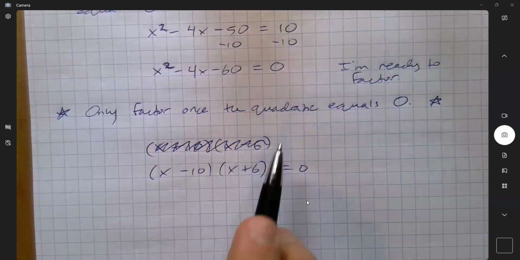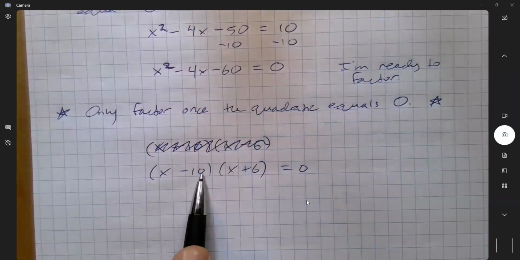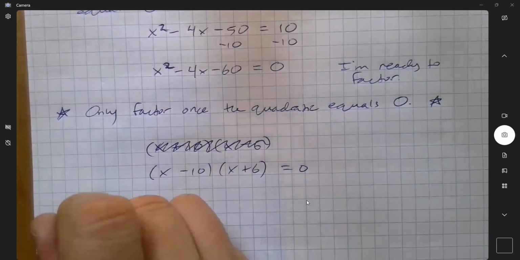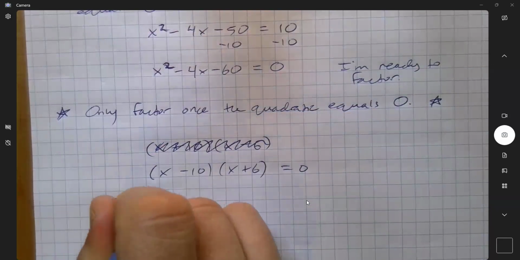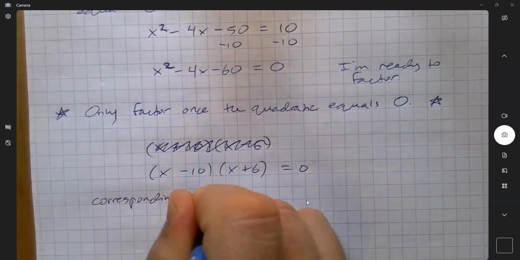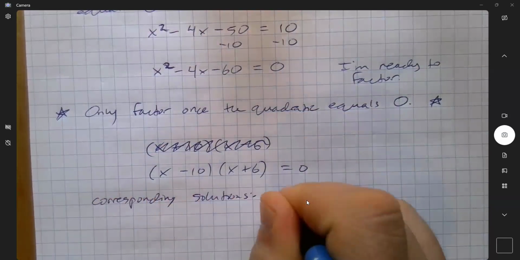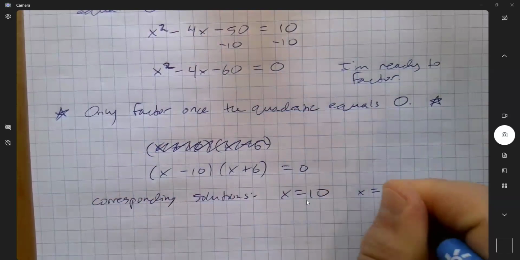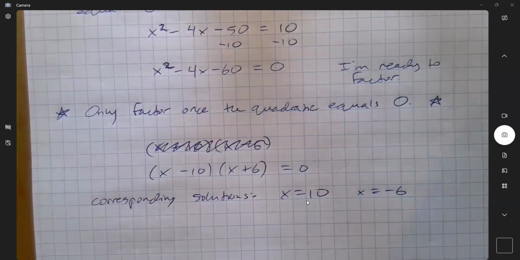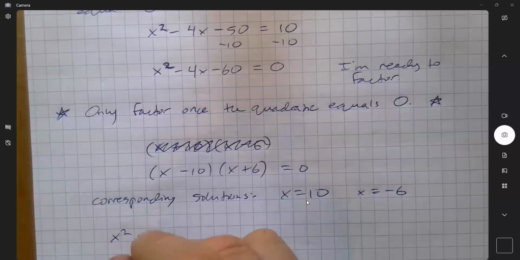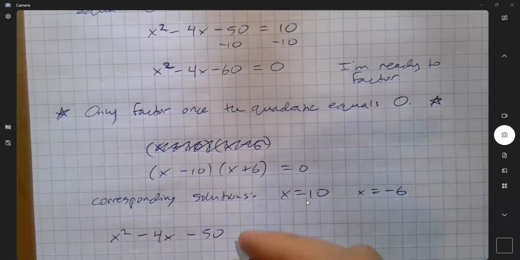Because negative 10 times 6 is negative 60, and negative 10 plus 6 is negative 4. And so my corresponding solutions are x equals positive 10 and x equals negative 6. And we can check those in my original equation. And you should always check it in your most original equation.